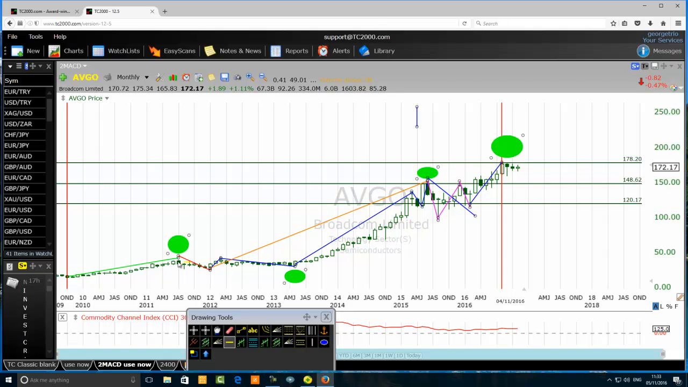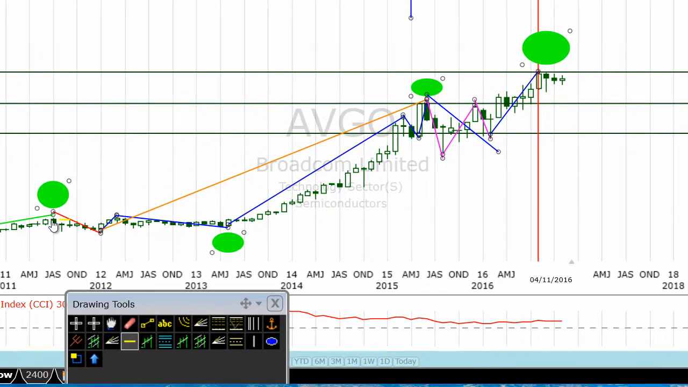we will have joined the high of the first wave and the high of the third wave. I'm going to use my wave count. So this is the high of my first wave, this is the high of my third wave. This is how we forecast. That's the first line that we draw if we want to forecast the fourth wave.